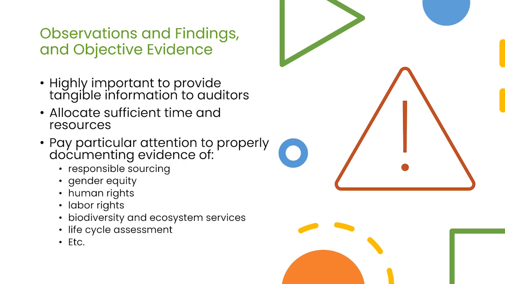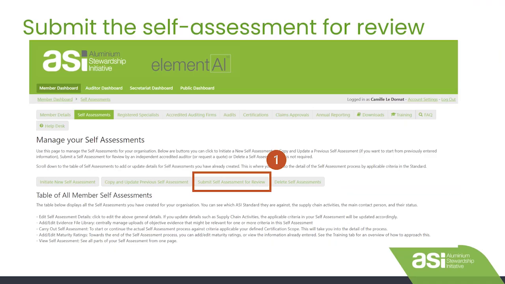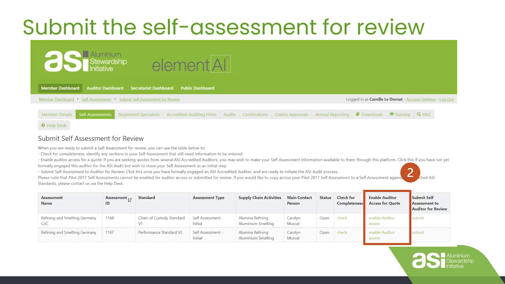One additional function of Elementor, which may be beneficial, is the option to submit a self-assessment that is still in progress to an auditor to obtain a quote from them. This allows the auditor to see the level of preparation which you have achieved in your self-assessment and determine the amount of time required for the audit.